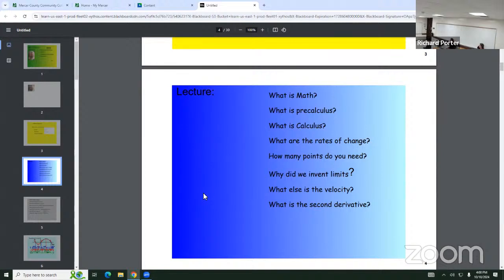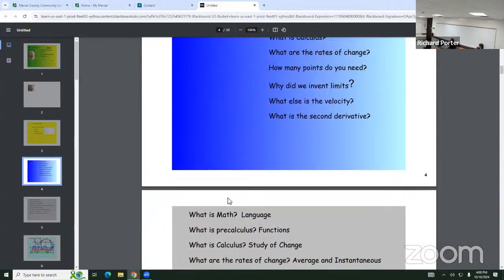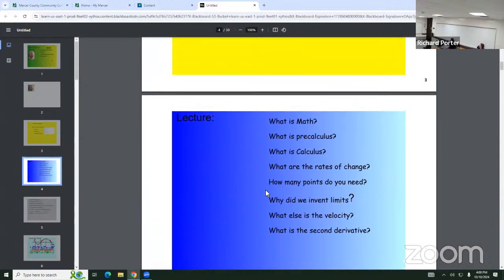There was a rule we could use to find out what 0 times infinity is. For L'Hopital's rule, yeah. Okay. So it's interesting because I'm going to ask you these questions later. What is math? What is precalculus? What is calculus? What are the 2 rates of change? You need 2 points to 1 point. That's why we invented limits, so that we could find the velocity, which is the instantaneous rate of change, or the derivative.